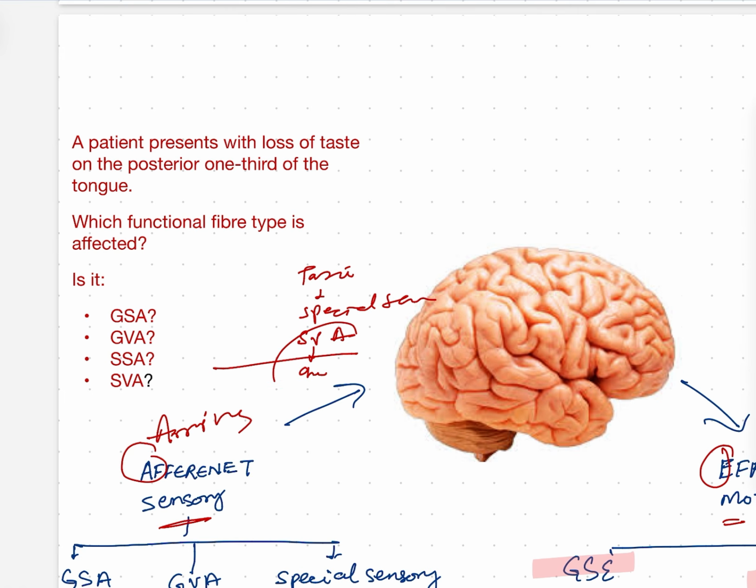Every cranial nerve fiber in the brainstem belongs to one of these seven functional components. Master these seven and the rest of the cranial nerve anatomy becomes much easier. Okay, thank you.